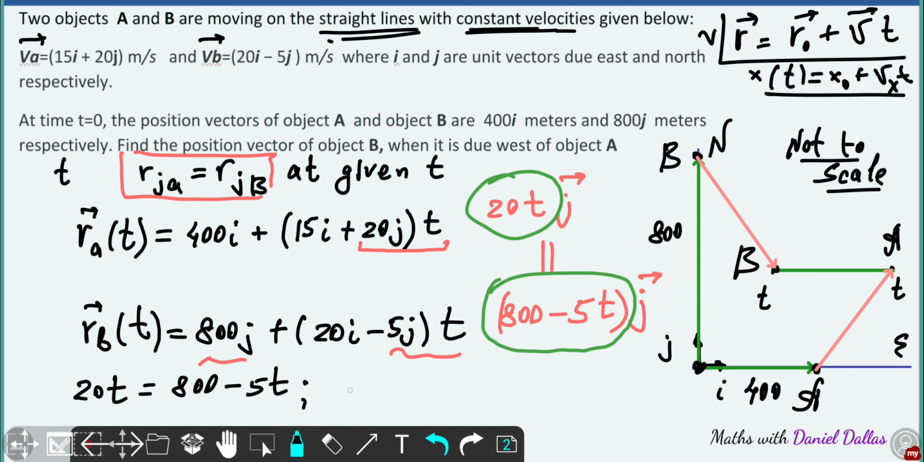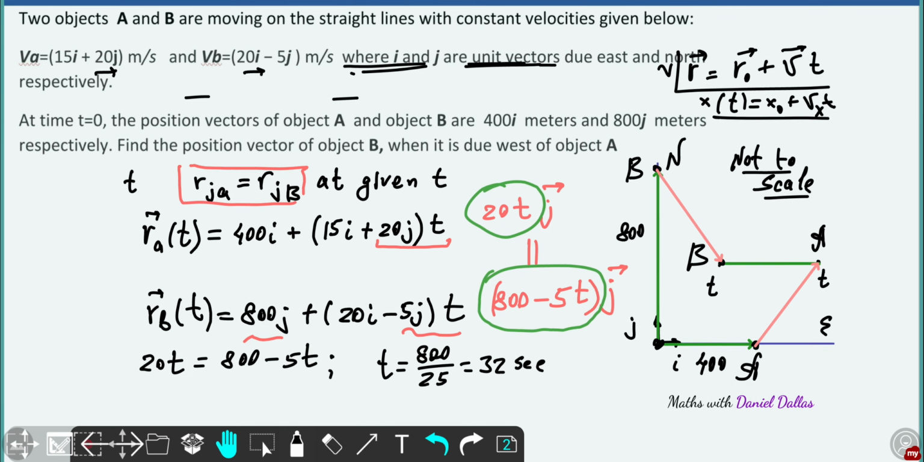So 25t is 800, so t is 800 over 25. That's how we find the instance of time. Simply, it's 32 minutes, right? If we cancel that, I'll check real quick. Yeah, that's 32, not minutes, sorry, but seconds. Also pay attention to the units that are given. And t should be in seconds, right? Yeah, obviously.